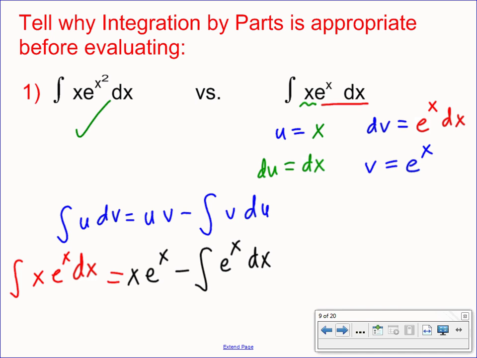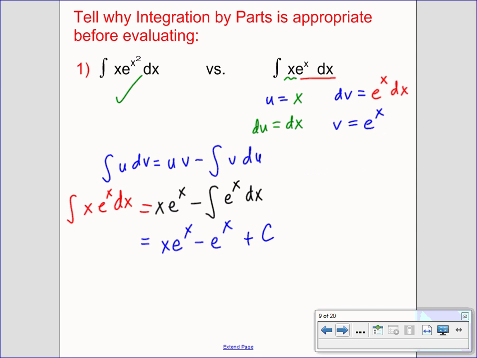Yes, because now I know how to integrate this, which means I'll know how to get an antiderivative for my original problem. So I know that my antiderivative will be x e to the x minus the integral of e to the x with respect to x, which is just e to the x. So then I get x e to the x minus e to the x. And then, of course, we still need a plus c. So the antiderivative of x e to the x is x e to the x minus e to the x plus c.